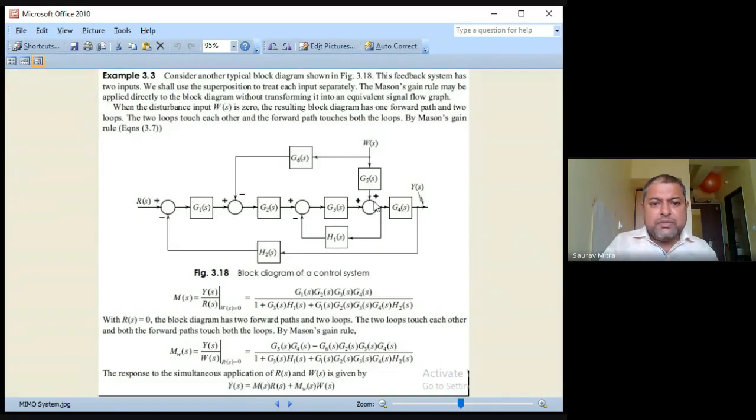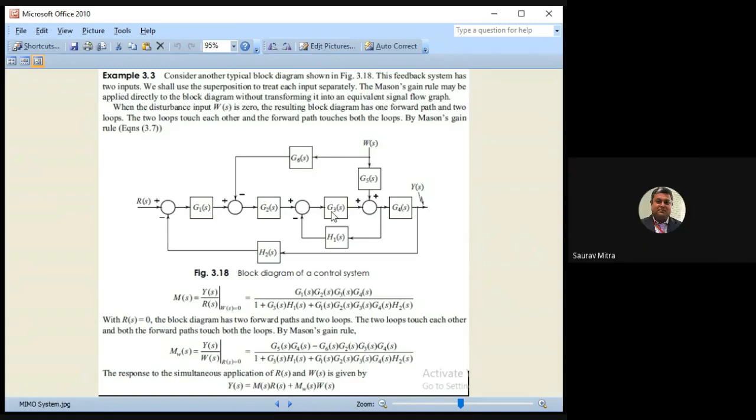WS is coming, this is G5, WS is going, this is G6, and as WS is 0, there is no mention of G5 and G6 in this transfer function. So this transfer function comprises only G1, G2, G3, G4, H1 and H2. So whenever you are finding YS by RS, there is no mention of G5 and G6.